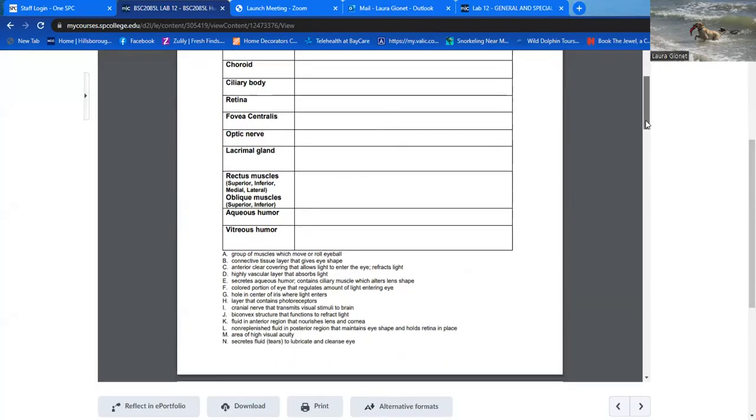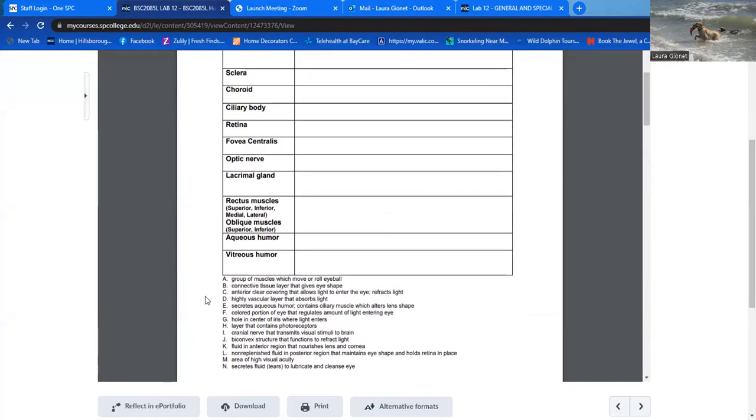So what I almost always do is start with the option like A, the group of muscles which move or roll the eyeball, and I then go up to the list and just match it. You can write the letter in there for now, and then copy the function into the space provided on the right, however you want to do it. So we're starting with the group of muscles that move or roll the eye. Those would be the rectus muscles, superior, inferior, medial, and lateral rectus, and superior and inferior oblique muscles. So A goes to the rectus muscles.